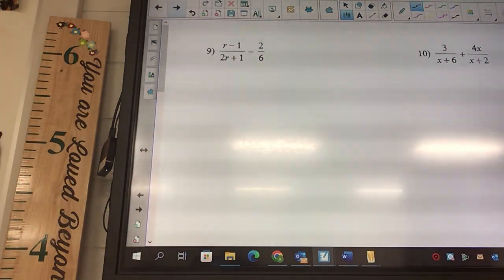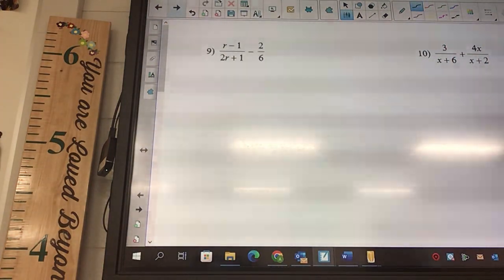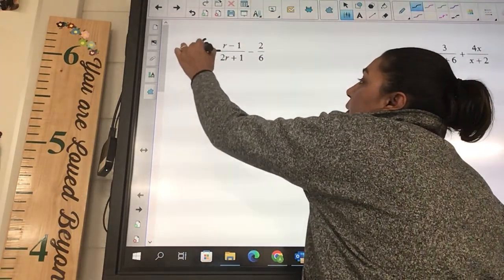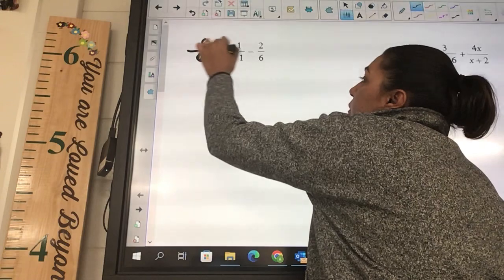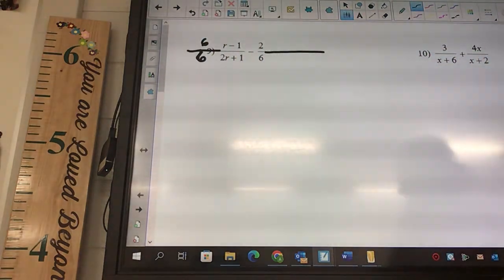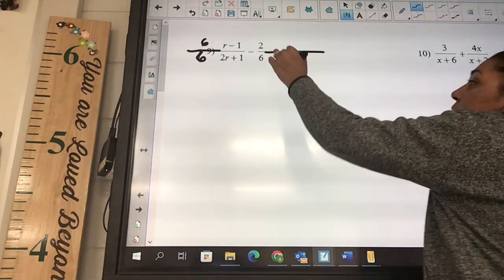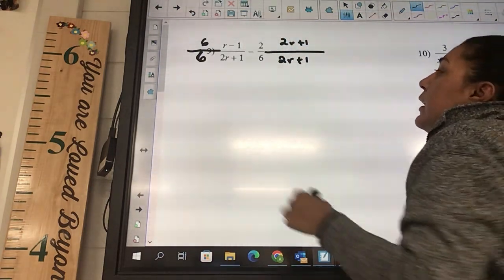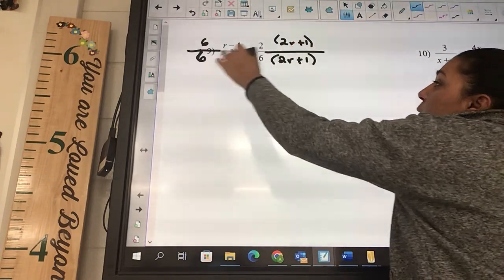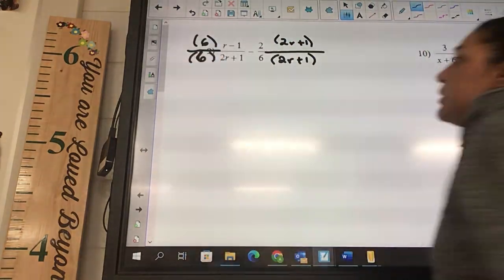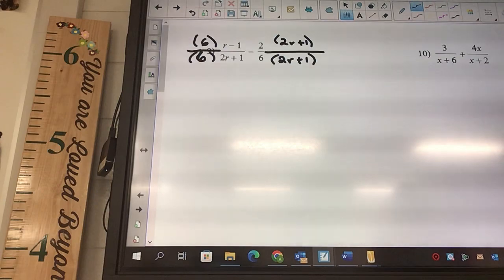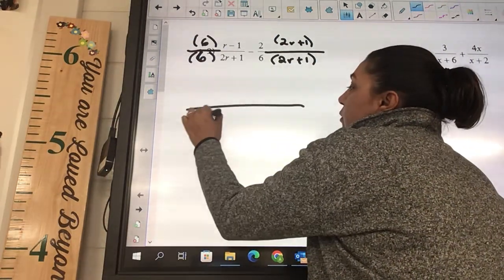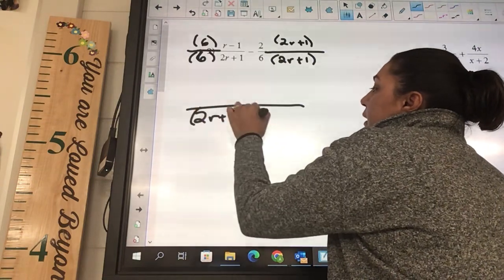Okay, number 9. What am I going to multiply the first one by? 6. By 6. And if you do it to the top, you need to do it to the bottom. What about the second one? 2r plus 1. Okay, and again, I would get used to just using parentheses everywhere. It's going to make it easier on yourself. What is going to be our new denominator? 2r plus 1, and then that's 6.